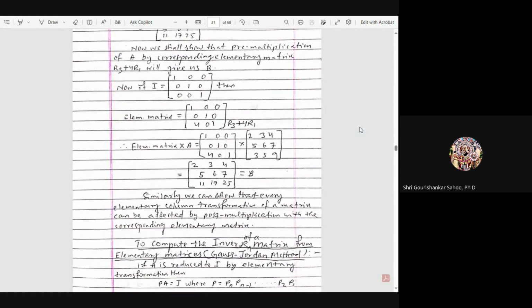So every elementary row transformation of a matrix can be effected by pre-multiplication with the corresponding elementary matrix. So a matrix A is equal to 2 3 4, 5 6 7, 3 5 9, and you can have your elementary matrix as 1 0 0, 0 1 0, 4 0 1, and you can show that every elementary column transformation of a matrix can be effected by post-multiplication with the corresponding elementary matrix.